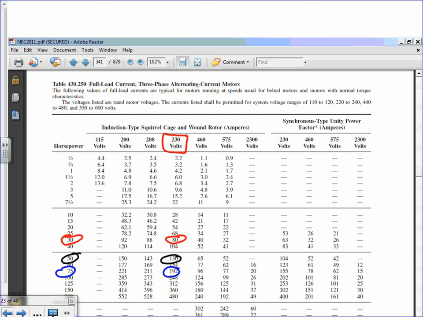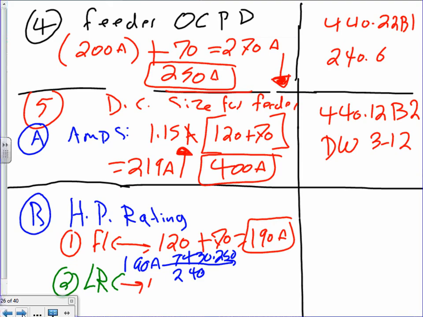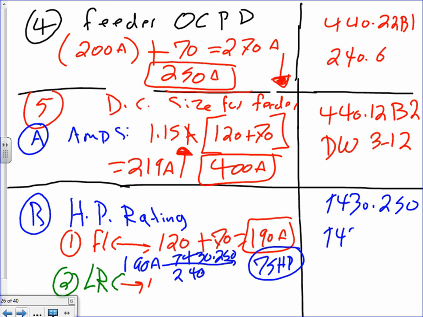Add them up, because now it's the main. Add them up and size the horsepower for the two together. So I size them, I add them up. And based on this calculation, Jeff, I came up with 75 horsepower. Okay, what's my reference here? Table 430.250, and also table 430.251B. Now this is for the full load.